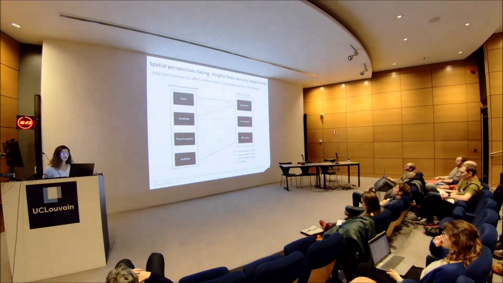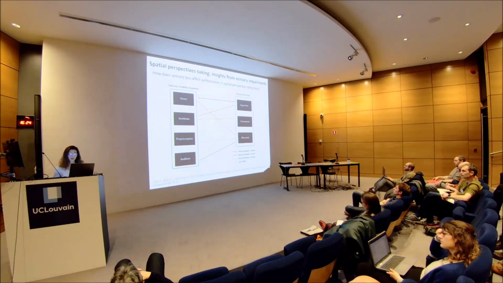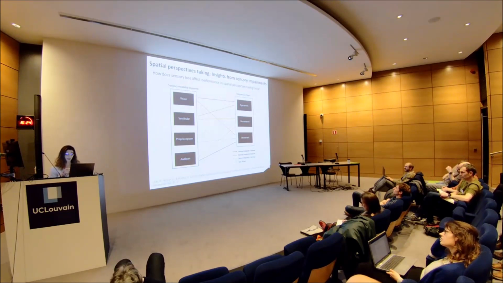So here we saw that a loss of input in one sensory modality affects task performance in another sensory modality. And this can reveal a great deal about the functional architecture of sensory systems. And in a recent review we did with Lewis here and Xavier, we discussed the pattern of results from studies on sensory impairments beyond blindness and proprioception, and how that affects performance on tasks of perspective taking.